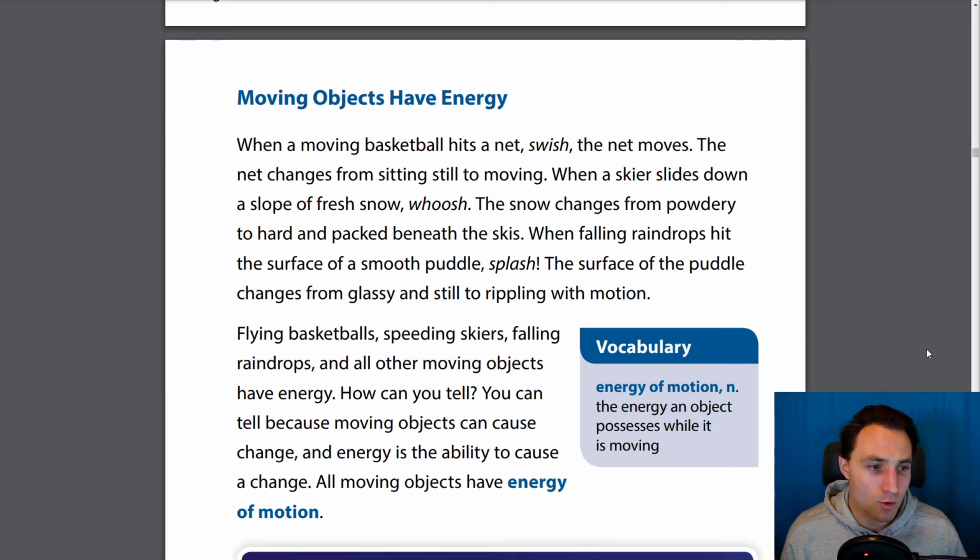So let's get into our next vocabulary phrase, right? Can you read this with me, Mason? All moving objects have energy of motion. Now, what's the definition, Mason? So read the definition with me. The energy an object possesses while it is moving. So energy of motion is the energy an object possesses while moving.